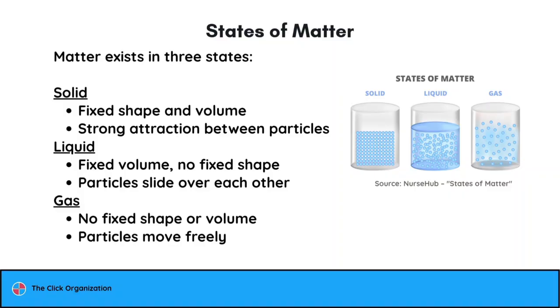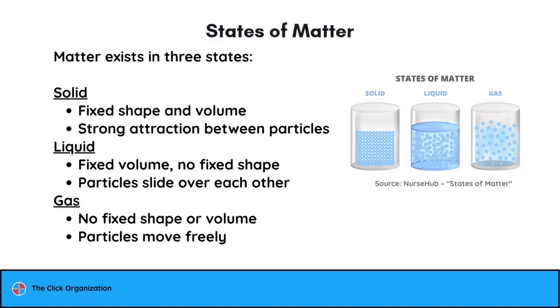Well, here we discuss states of matter. Matter exists in 3 main states. First is solid, which has a fixed shape and volume, meaning it can't be changed that easily and it has strong attraction between particles. As you can see in this image, for the solid, the molecule particles are very close to each other and they have very strong attraction.